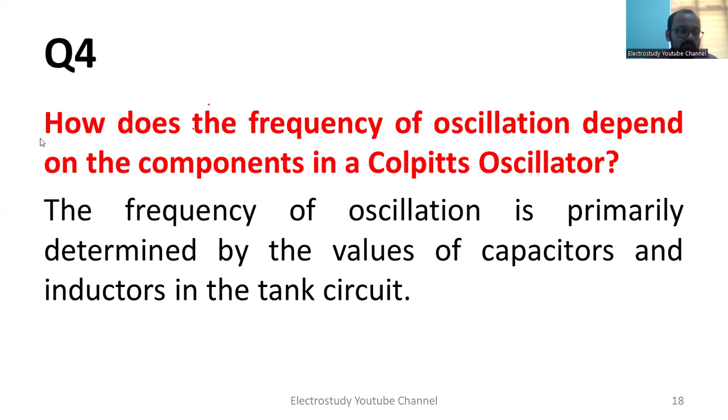Another question is, how does the frequency of oscillation depend on the components in the oscillator? Mainly the LC components, the LC filter. The frequency of oscillation is primarily determined by the values of both the inductor and the capacitor. That LC tank design is most important. There are formulas to compute that. If you want, you can convince with those formulas.